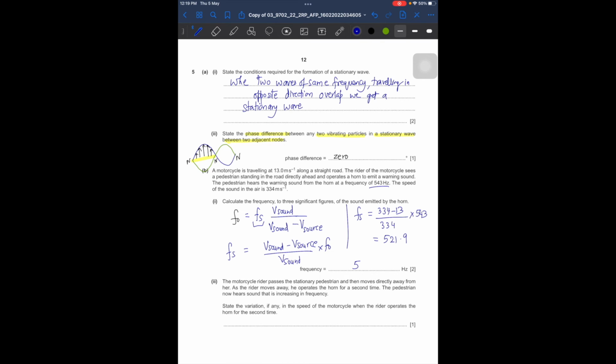Rounding it off to 3 SF this time, because we can see that all the given numbers are in three significant figures. So we can write that as 522.